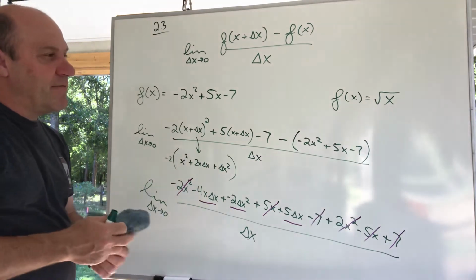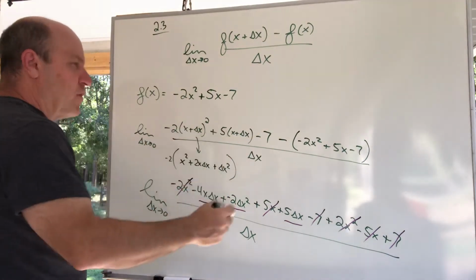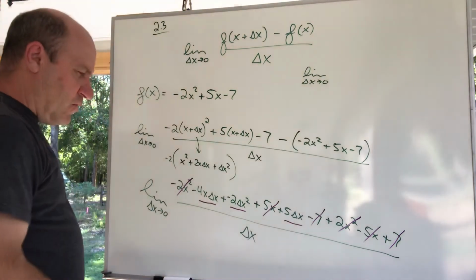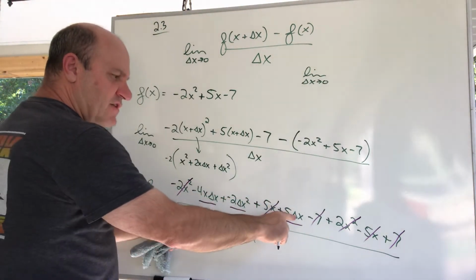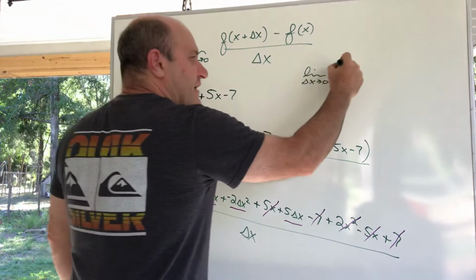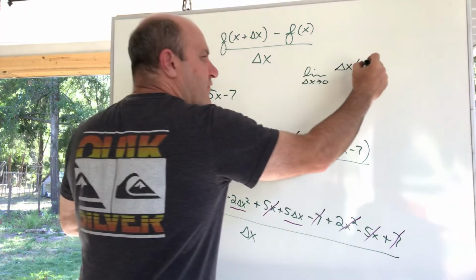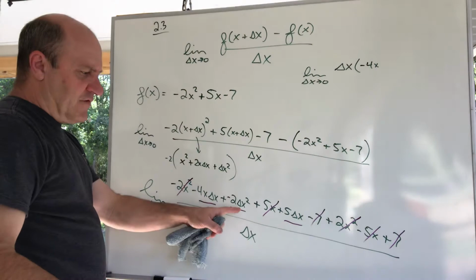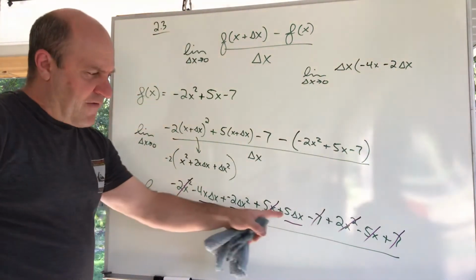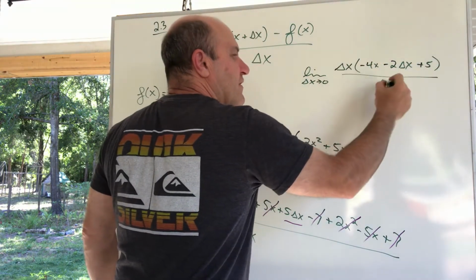I guess I always run out of room. Look, I'm going to move up here to this corner. I've got the limit as delta x goes to 0. And what I'm left with is these three things in the numerator. And you know what? They all have a delta x in them. I'm going to factor that delta x out. So when I factor a delta x out of that, I'm left with negative 4x. When I factor a delta x out of that, I'm left with negative 2 delta x. And when I factor a delta x out of there, I'm left with a positive 5. And it's all over delta x.